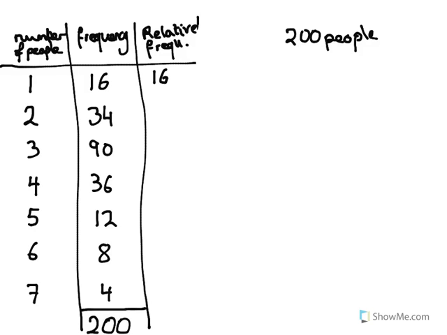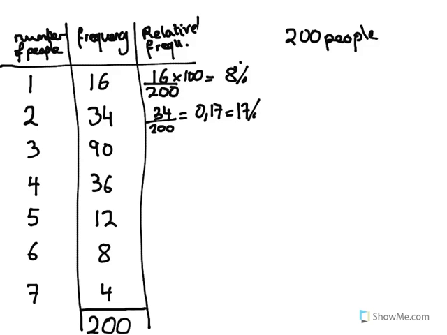Instead of keeping it as 16, we can turn it into a percentage. 16 divided by the number of people that we asked in the questionnaire times 100 gives you the percentage of 8%. So we get the decimal by dividing 16 by 200 as 0.08. We turn it into percentage by multiplying by 100. 34 divided by 200 would give us the decimal 0.17, giving us the relative frequency of 17%.